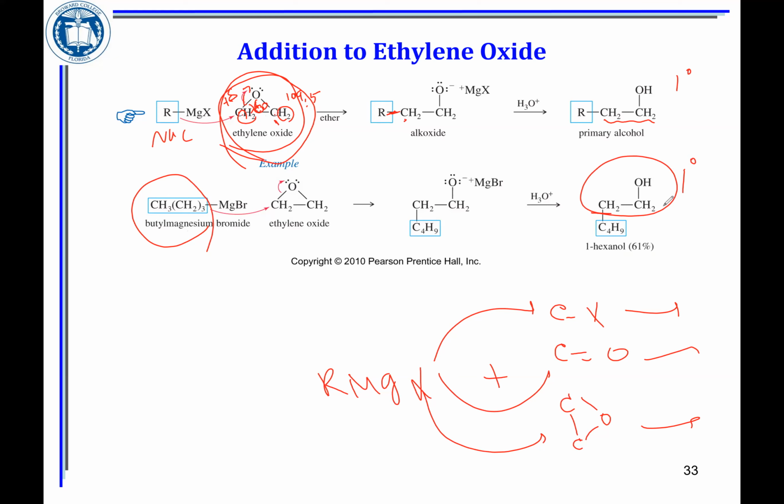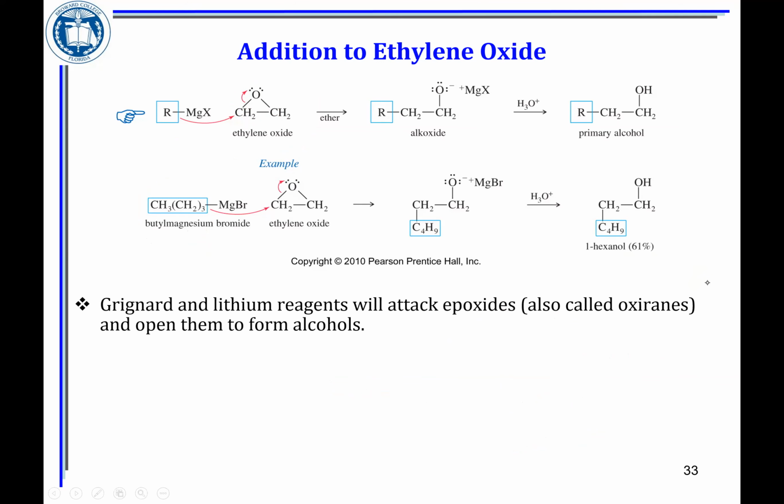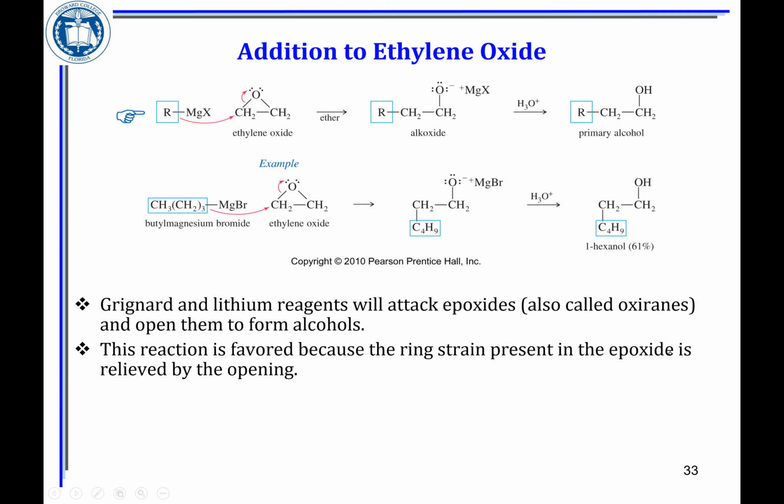So these are the 2 points that you have to remember, because you already know how Grignard attacks formaldehyde. So the difference is that here you are getting addition of 2 carbon. You start with 4 carbon Grignard and you get 6 carbon primary alcohol. Epoxide, ethylene oxide, oxirane, they are all the same thing.